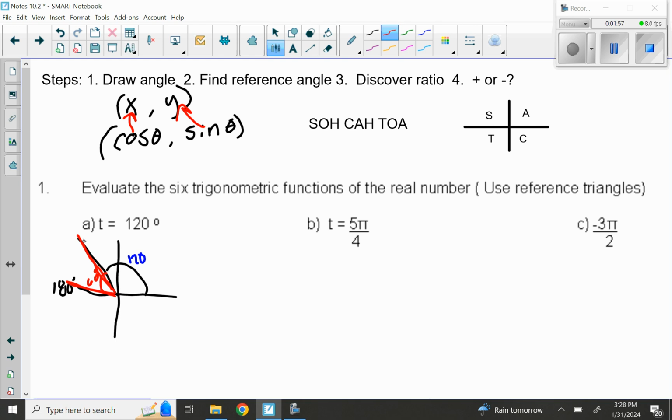So if I have my triangle memorized, across from 60 is square root of 3 over 2. Because I went left, this is negative 1/2. So I'm going to evaluate on this one, I'm going to do sine and cosecant.